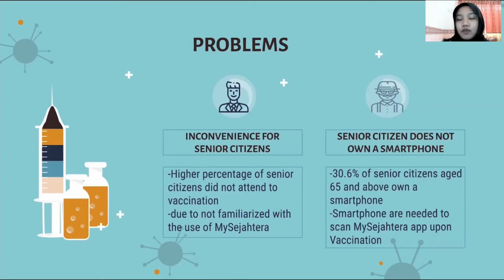The problem that we have found with the vaccination program, aligned with our project, is the inconvenience for senior citizens. A high percentage of senior citizens did not attend the vaccination program because they are not familiarized with the use of MySejahtera. Next, senior citizens often do not own a smartphone. Statistically, only 30.6% of senior citizens aged 65 and above own a smartphone. A smartphone is really important because they need to scan the MySejahtera app upon vaccination. So that is why we are doing the magnetic stripe card.